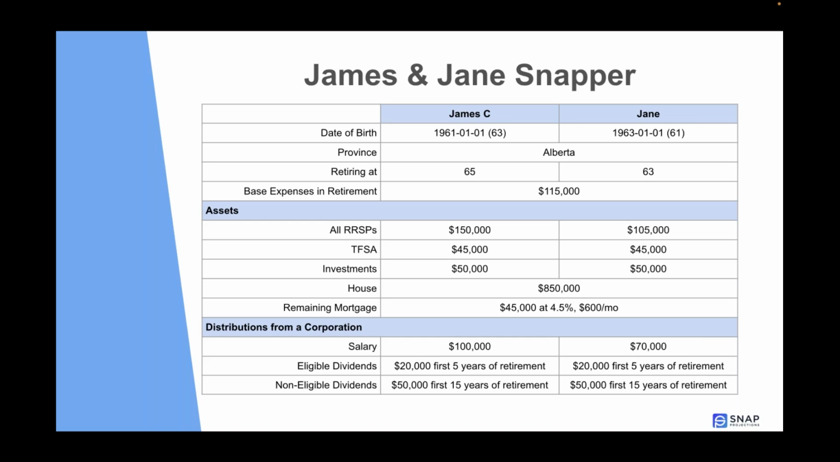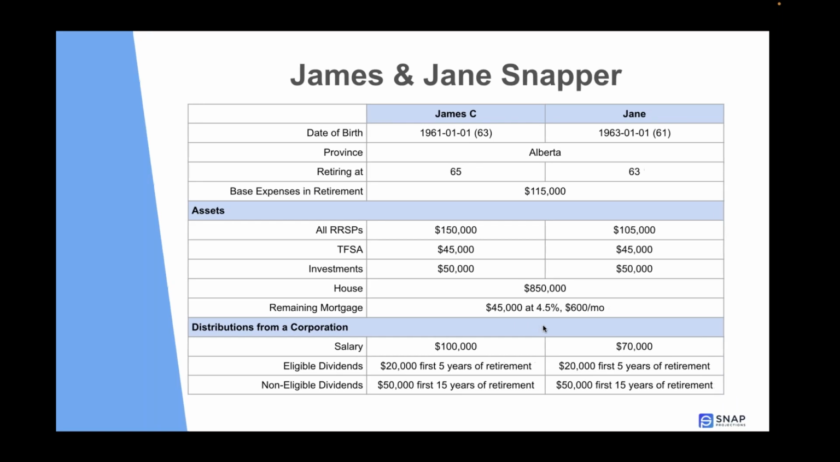James and Jane are just a couple of years away from retirement, and they have personal savings, a small mortgage on their house, and a corporation. They already talked to their accountant about winding up their corporation. They came up with a simple schedule of eligible and non-eligible dividend payments, and it is what it is. They are not planning to make changes to it. They just want to see how it will add to their current financial plan.